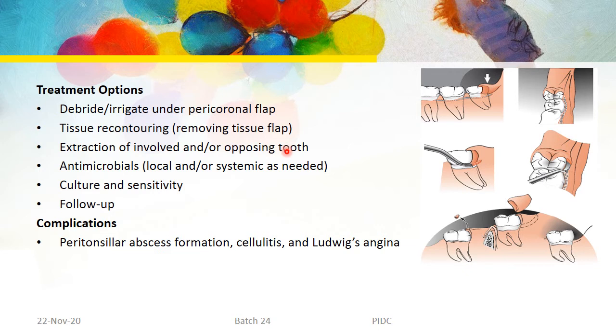You can also go in for antimicrobials, either local or systemic, since there is an abscess, based on culture and sensitivity, and a follow-up is required. Sometimes a distal molar surgery could be carried out, where if there is tissue along with the pocket depth, you can excise this entire tissue. You can see very clearly that the entire tissue is removed, and this area is made self-cleansable for the patient. There could be complications if the pericoronal abscess is not resolved, such as peritonsillar abscess, cellulitis, and Ludwig's angina.